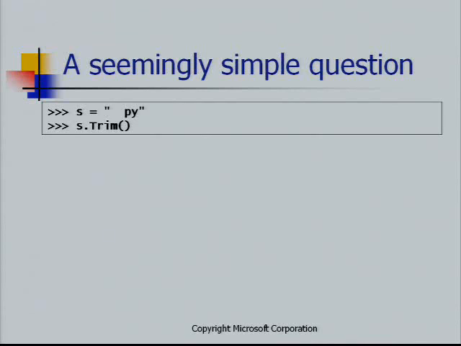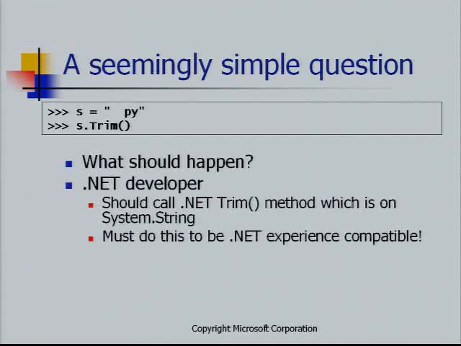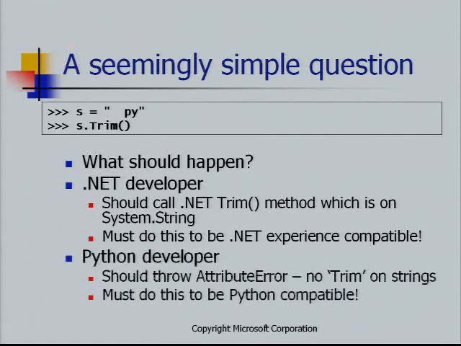It should trim it. It should return py, right? That's obvious. It should call this .NET trim method. That's what it should do. You know what a Python developer tells us? It better throw an attribute error, because in Python, strings don't have a method called trim.